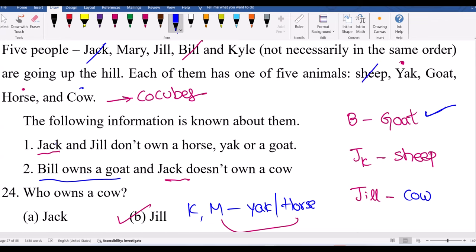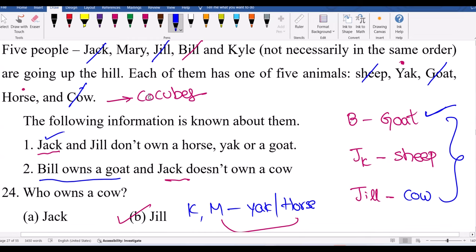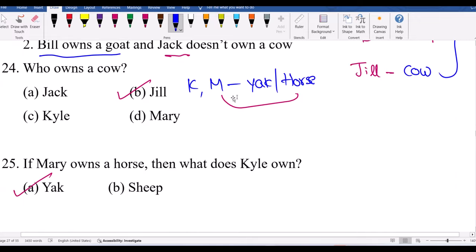Next, I'm focusing on Jill. Jill doesn't want horse and yak. So goat is already gone. Jill doesn't want horse and yak, which means Jill should go with only cow. So Jill and cow gone. Now only three are assigned. There is a problem. Mary and Kylie may get yak or horse. Okay, here the first question is what cow will be taken by Jill. But here they've given, for clearing this issue, if Mary is going with horse, then Kylie goes with yak. That's given clearly here. We can take it.